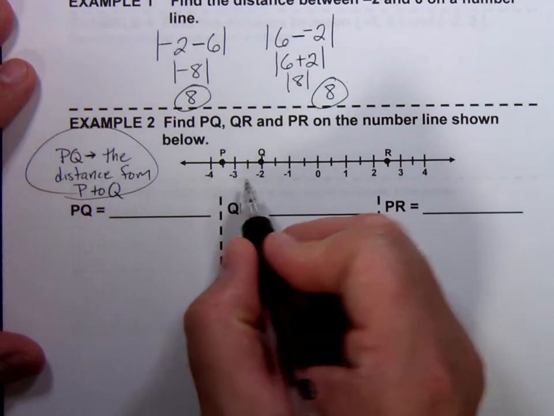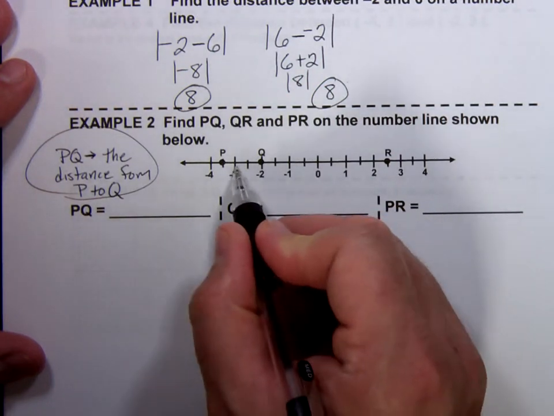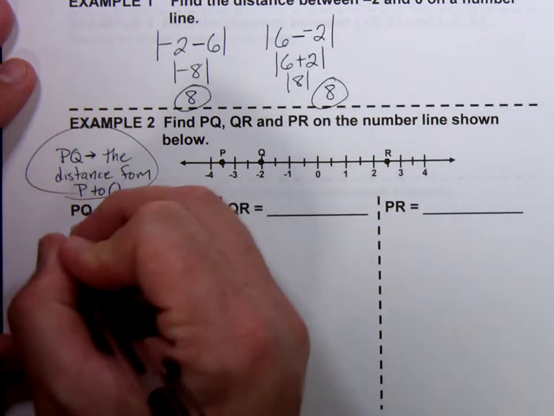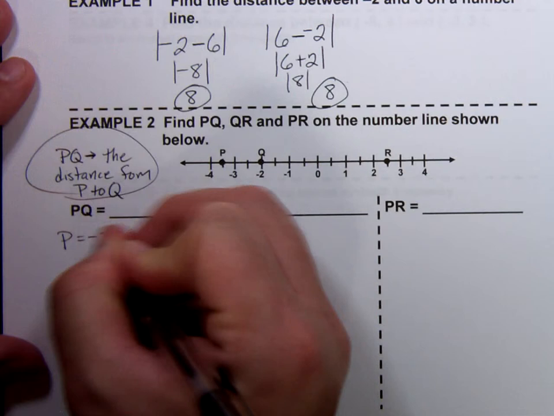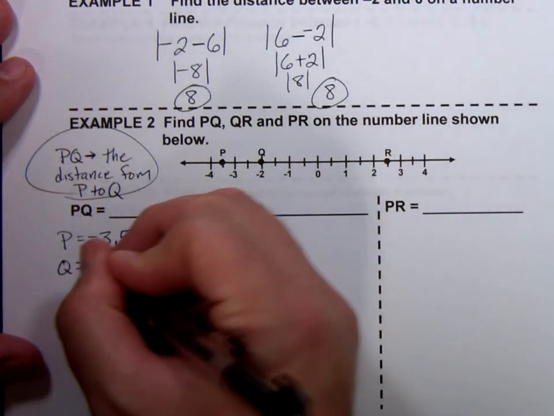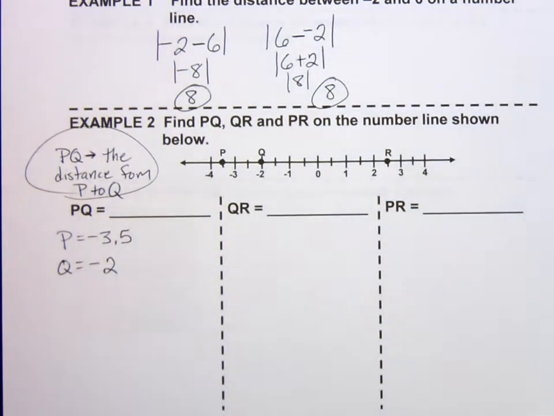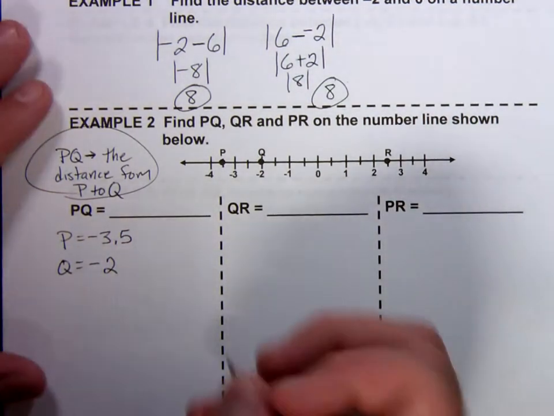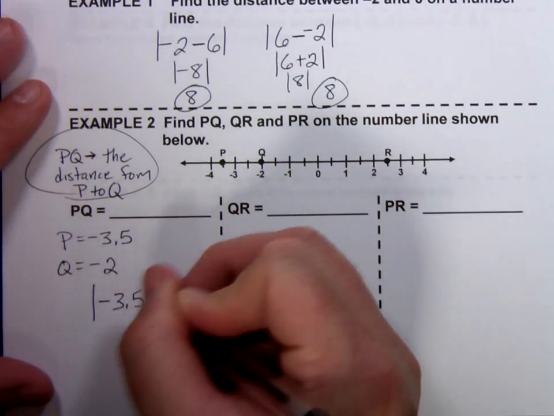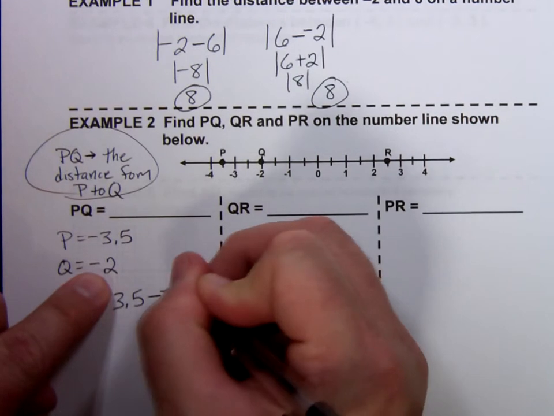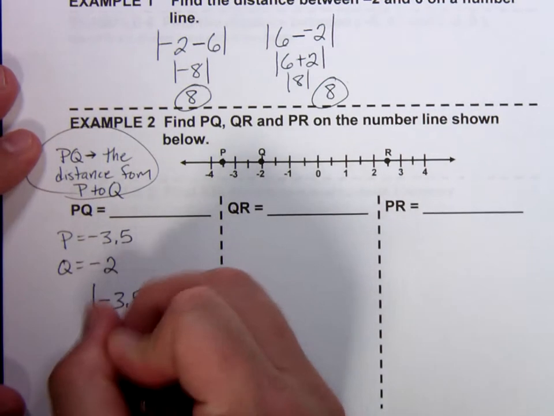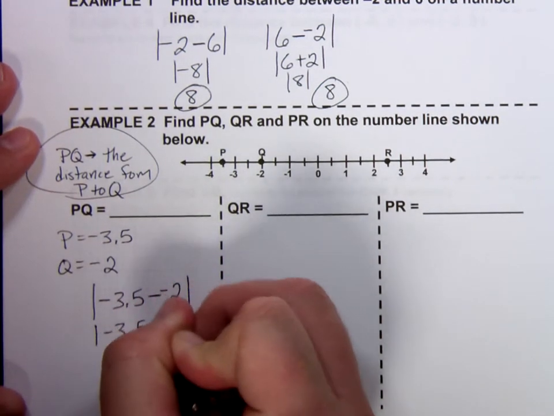So P is at the point -3.5. It's halfway between -3 and -4. So P's coordinate is -3.5. And Q's coordinate is -2. So I'm going to take those and plug those into the formula. Again, it does not matter which one's A and which one's B. So I'm going to make P A, and then from that we subtract B. Notice we are subtracting a negative number. When you subtract a negative number, you are actually adding that number.